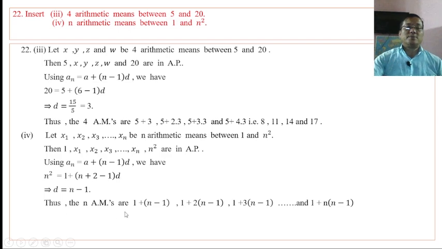Thus, the n AMs are first term plus common difference, second AM 1 plus 2 times n minus 1, 1 plus 3 times n minus 1, and so on, and the last term is 1 plus n times n minus 1. From which we have n, 2n minus 1, 2n minus 2, and so on, up to n square minus n plus 1.